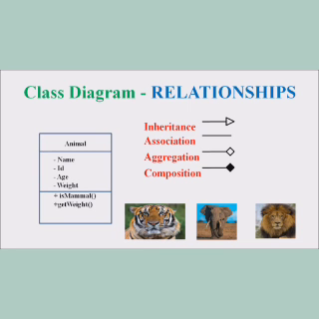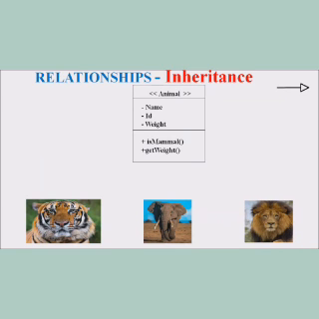In the case of a relationship, we can say there are mainly four different relationships associated with a class diagram. The first one is inheritance, then association, aggregation, and composition. The inheritance relationship can be explained with an example. Here the inheritance is represented with a triangle. In the case of inheritance, let us consider an example.